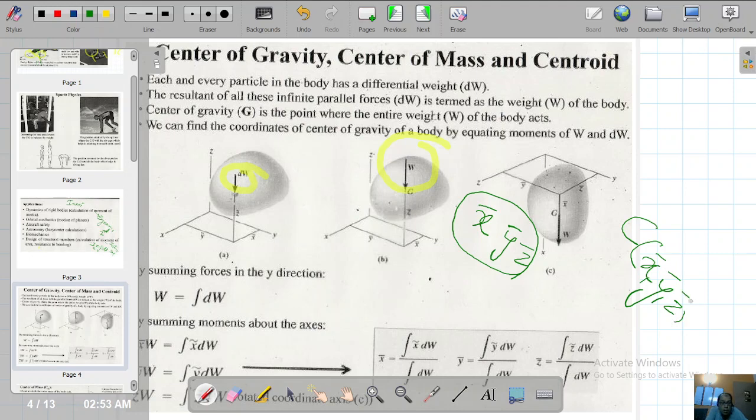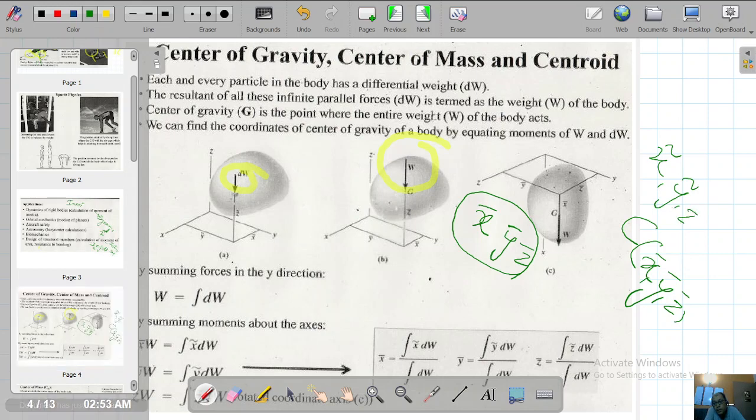But there is another one over here: x tilde, y tilde, and this is z tilde. These are basically the local coordinates. We will treat them as local coordinates.